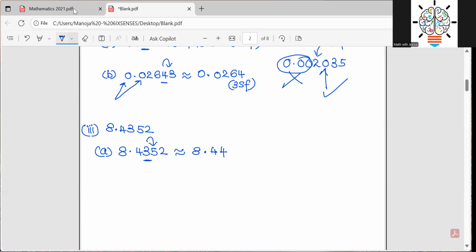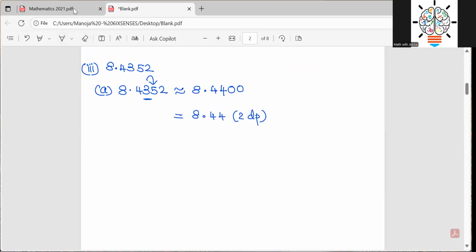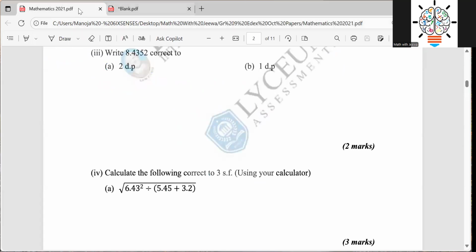So this becomes 8.44, and then the rest of the digits will be 0. You can just write it, and then you can conclude 8.44, and inside the bracket we write 2dp. Right? So then we will see what part B is. Part B is like this, 1dp.